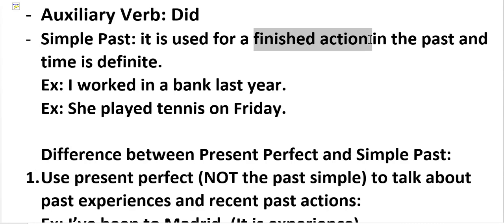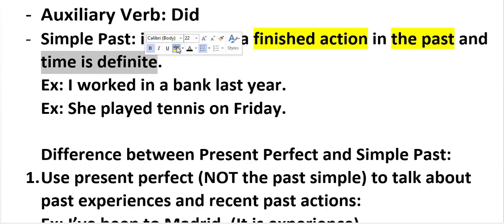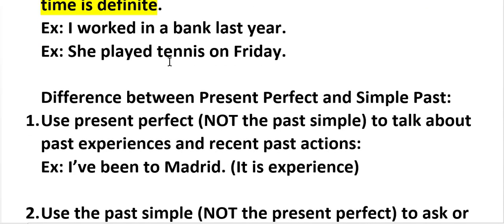First thing, remember, first it's used for what? Finished action. Another thing is it should be in what? In the past. And the other thing is time is what here? Definite. By definite, I don't mean the clock, the watch time. By definite, I mean year, month, day, week, century, whatever.